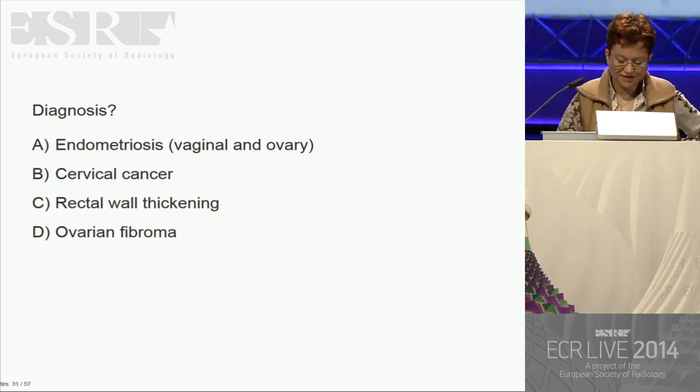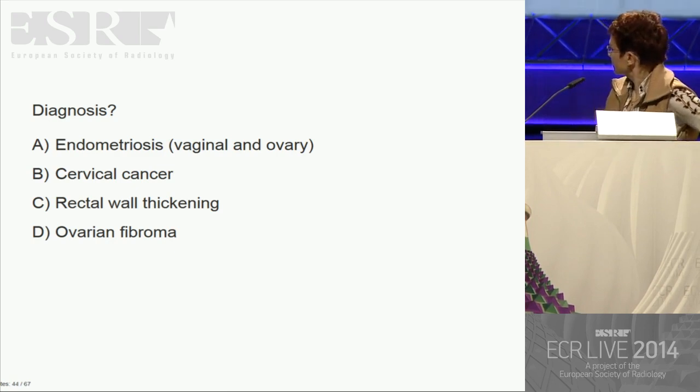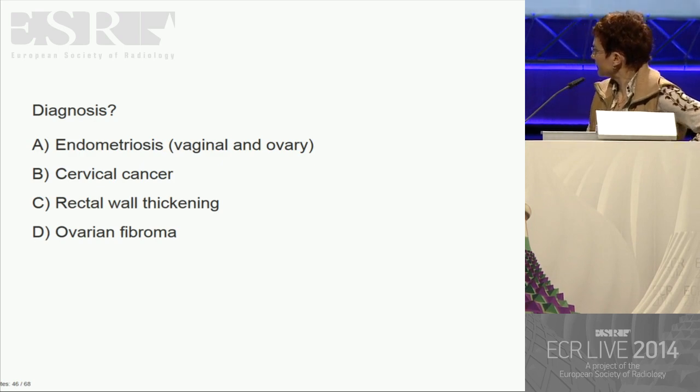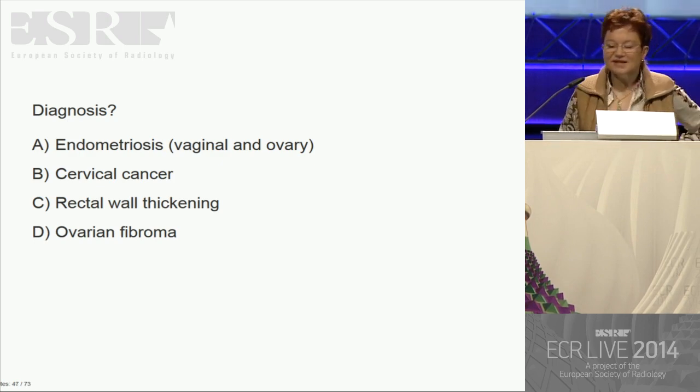So that's the cervix here. Axial, sagittal. Answers, please.